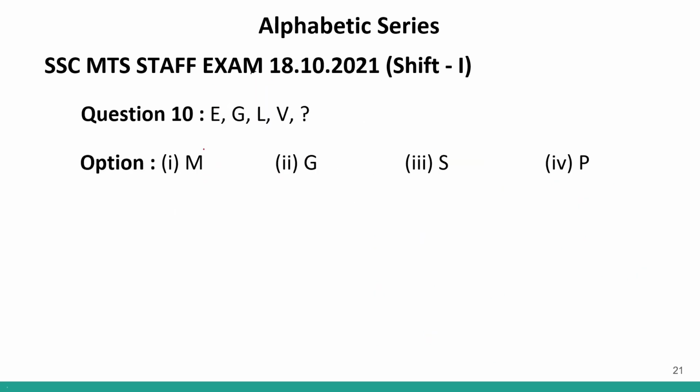Okay, now let us look at question number 10. Question number 10, we have EGLV. So E is 5, G is 7, L is 12, and V is 22. Correct? So here we have plus 2. From G to L, we have plus 5. And from L to V, we basically have plus 10. So my series is 2, 5 and 10.